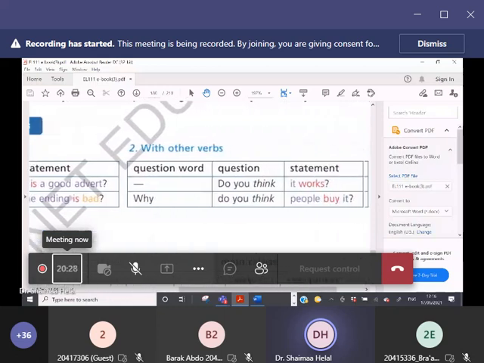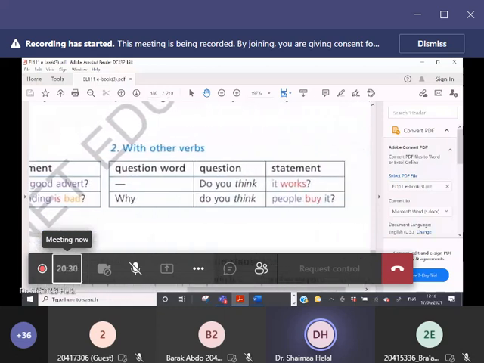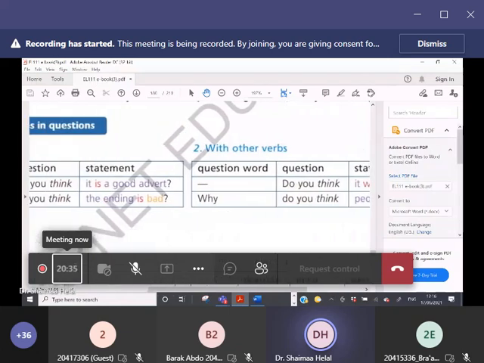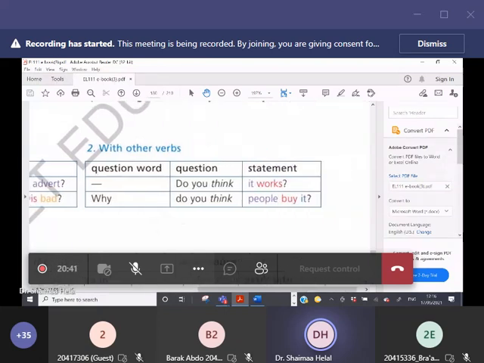With other verbs, "Do you think it works?" Instead of saying "Do you think it is good" or "it is working," using verb to be, we're going to use another verb. So, "Do you think it works?" "Why do you think people buy it?" Okay, other verbs than verb to be.